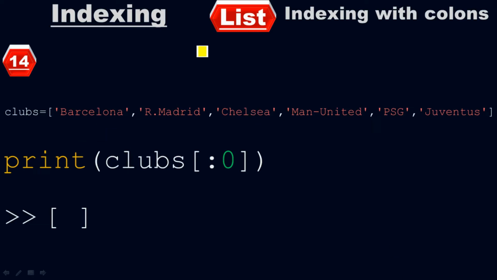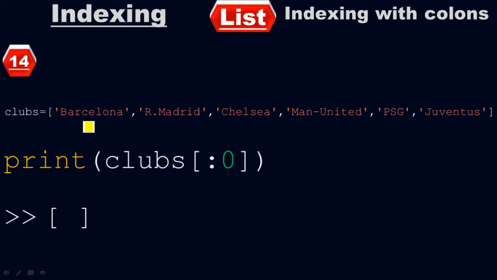Because remember, positive indexing starts from 0: 0, 1, 2, 3, 4, 5. So at 0 index value, we have Barcelona. But it is the last value on the right side. We already know that if we have a value on the right of the colon, this value will not be included. Before this value, everything will be included, but exactly that value will not be included in the final answer. Since the exact index value here is 0, at 0 we have Barcelona, which is not included. It is the end value.